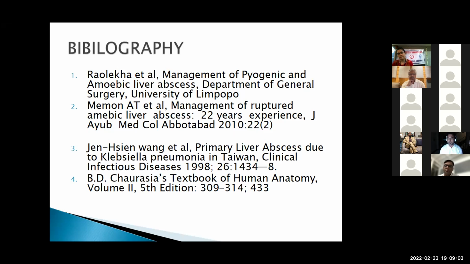What was your approach for posterior superior lesions? Pigtail catheterization was done for those patients, sir. Percutaneous. Yes, sir. Okay. Any other approach which you are aware of?